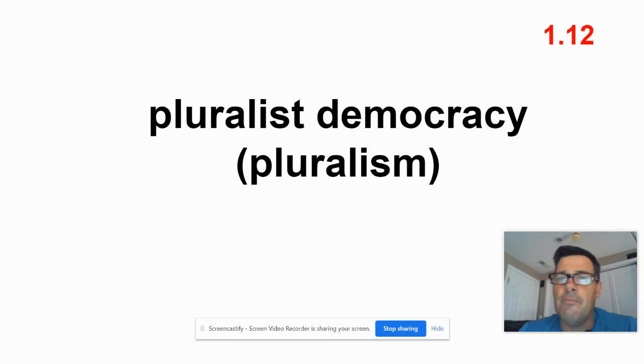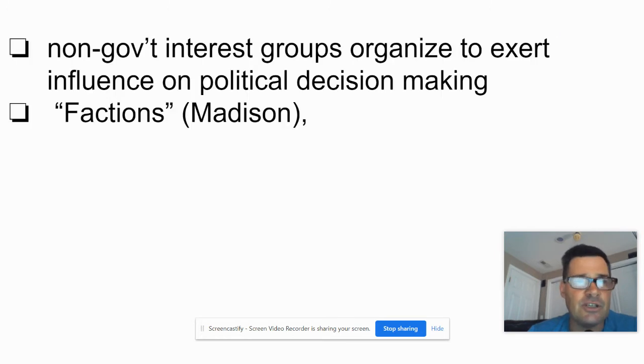All right. A pluralist democracy, or also known as pluralism. So card 12, pluralist democracy, or also known as pluralism. And you'll notice the root word is plural. That means many. All right. A pluralist democracy, backside. Pause it if you need to.